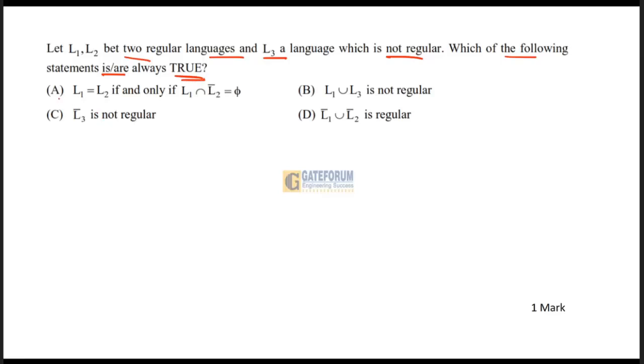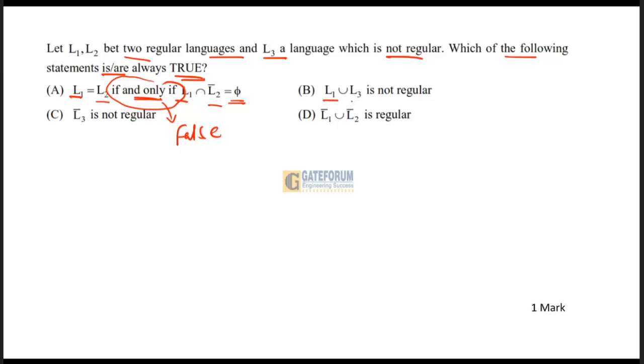For this, we need to scan one by one. Option A: L1 equals L2 if and only if L1 intersection L2 is equal to phi. So here this if and only if makes it false, because this may be true, but with the if and only if it is false, so it is not true here.